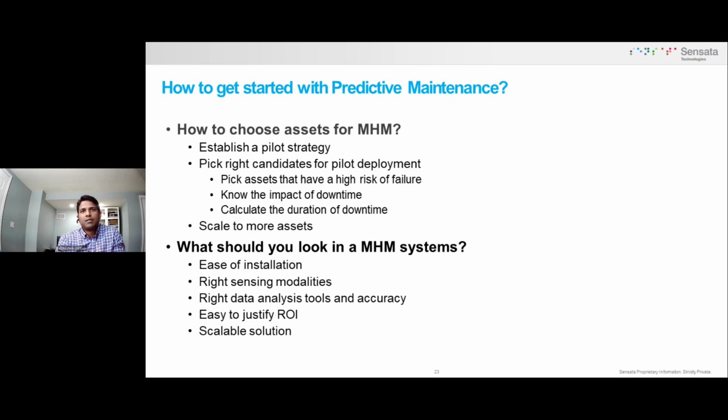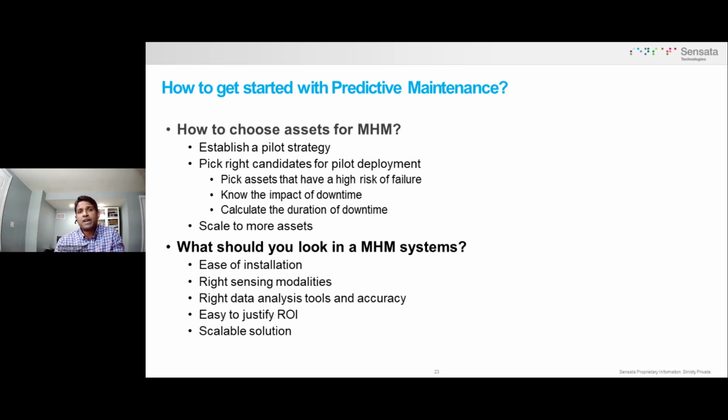Also look at solutions that have AI and machine learning algorithms to catch an anomaly that can even be missed by expert users of vibration, for example. And then accuracy will be the utmost important thing to consider.